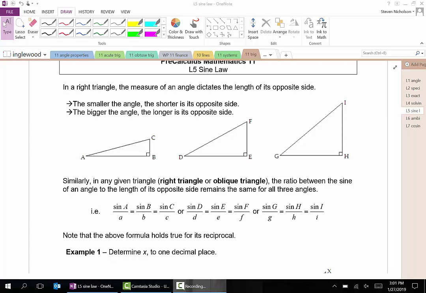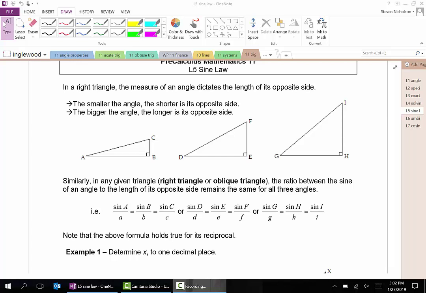And SOHCAHTOA, again, our grade 10 trigonometric identities won't work unless you have a right triangle. So basically the sine law is a nice formula, pretty easy to use, depends on our calculator. And as long as we put the right thing in the right place and do some simple algebra, it's pretty straightforward.